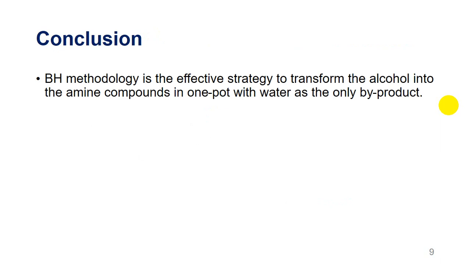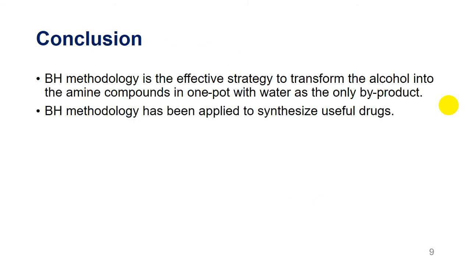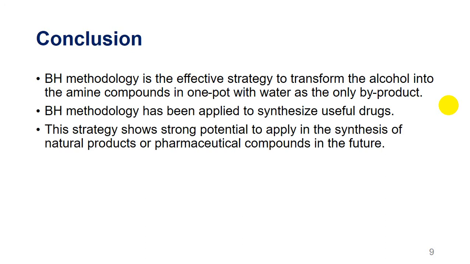So far, we are coming to the end. To sum up, I would like to highlight again some of the key ideas of my presentation. Borrowing hydrogen methodology is an effective strategy to transform the alcohol into the amine compounds in one pot, with water as the only byproduct, and this concept has been applied to produce pharmaceutical drugs such as piribedil and chlorphenamine, as we have seen in the previous slides. From my point of view, this strategy will receive more attention to synthesize useful organic products in the future.